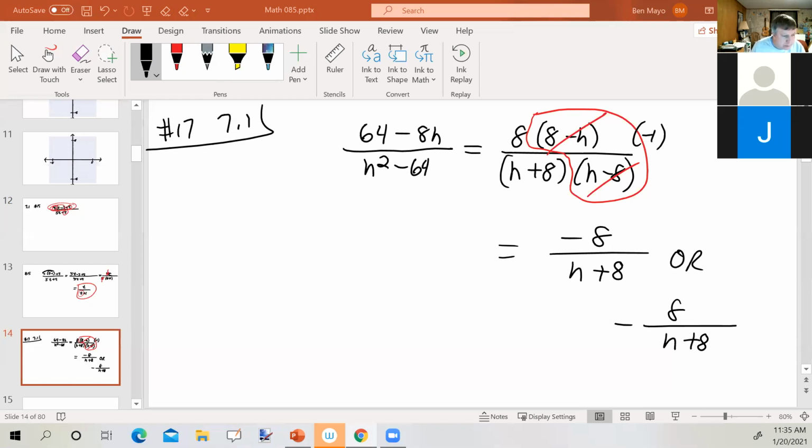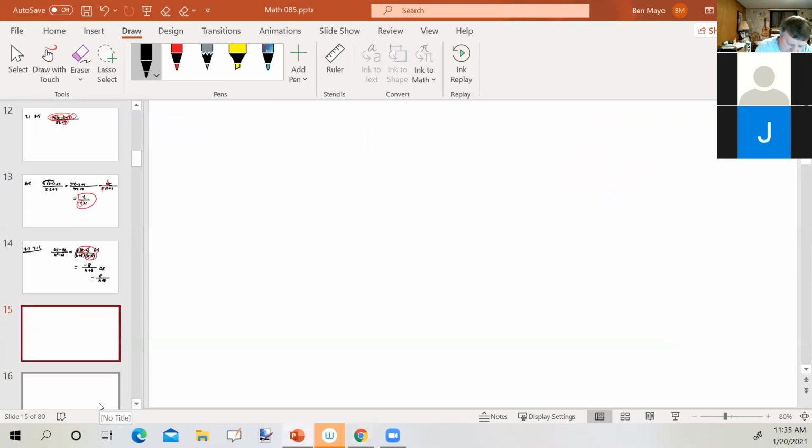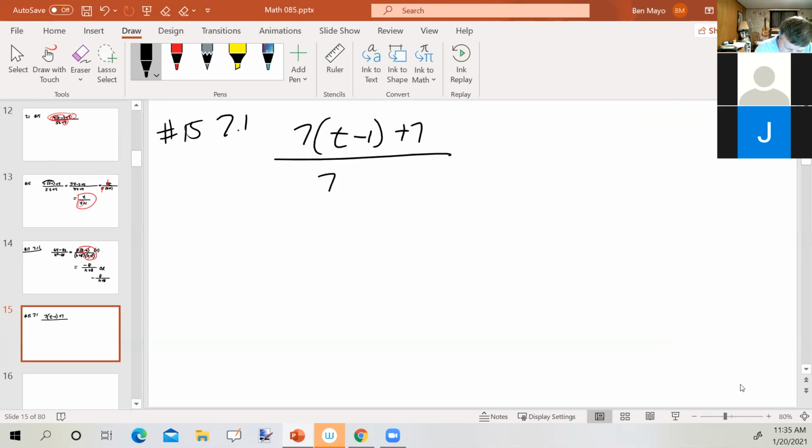And this is again 7.1. This is number 15. 14 coming up. This is very similar to the one we just did, okay? But different numbers. So we've got 7 times the quantity t minus 1 plus 7 over 7t plus 7.